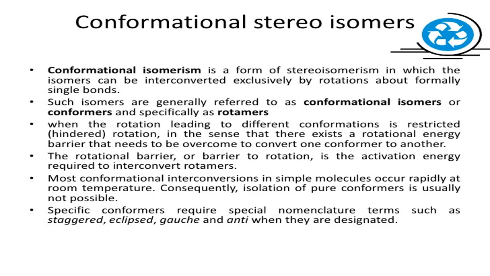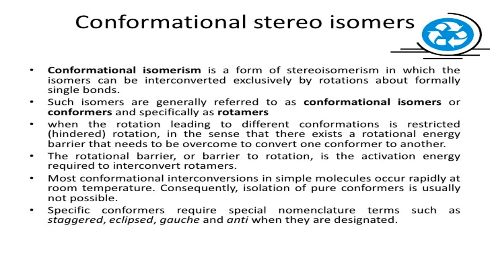So one is staggered form, the other one is eclipsed form. Now in between, are there no possibilities? Slowly, if you start rotating, all those possibilities are called skew structures. S-K-E-W, skew structures. So one is staggered, the other one is eclipsed. In between, all the possibilities are called skew structures. And this phenomenon of showing rotation of one carbon with respect to the other carbon is known as conformations. And such compounds which show the conformations are called conformers or rotamers.